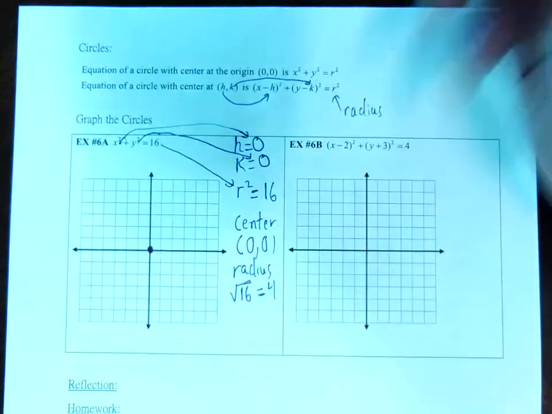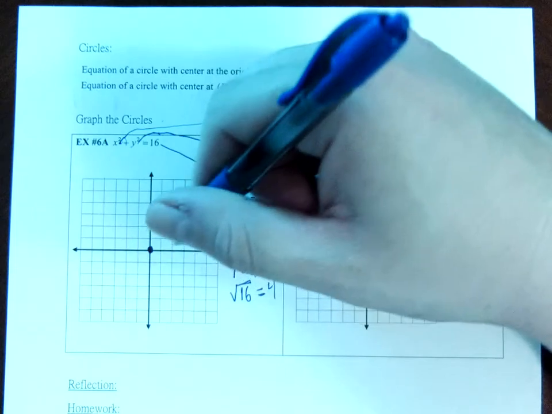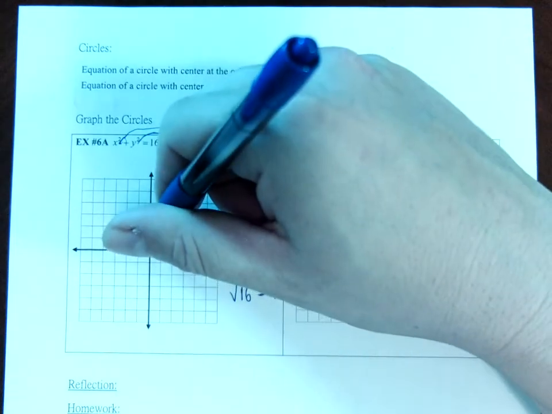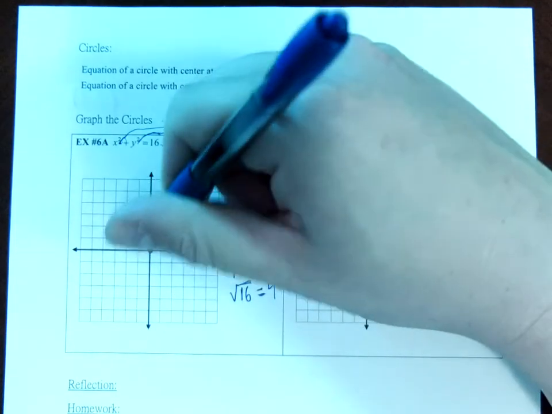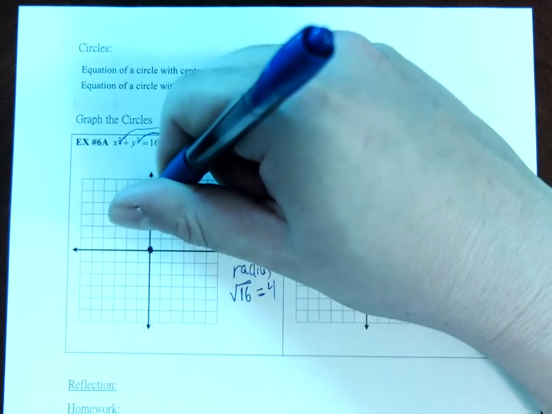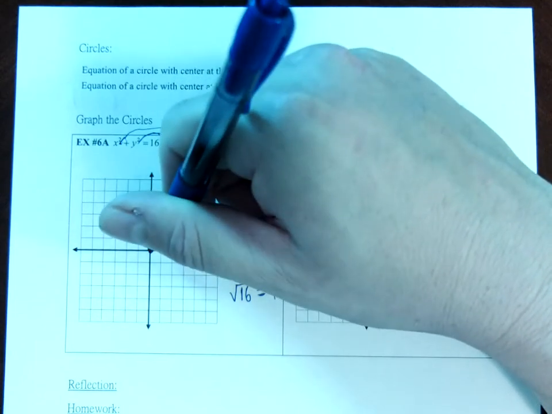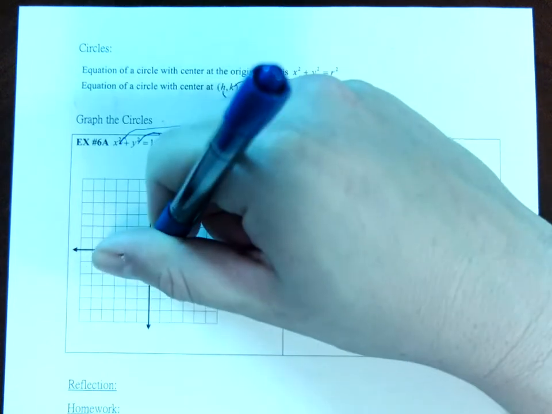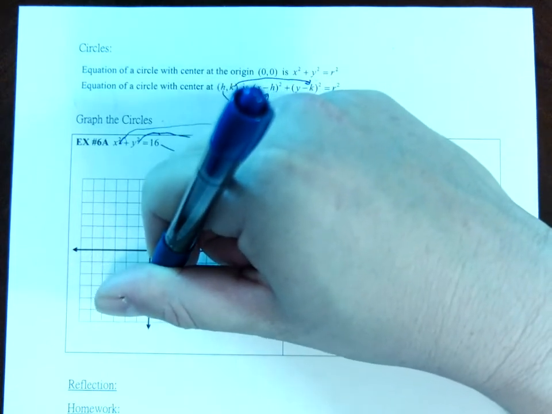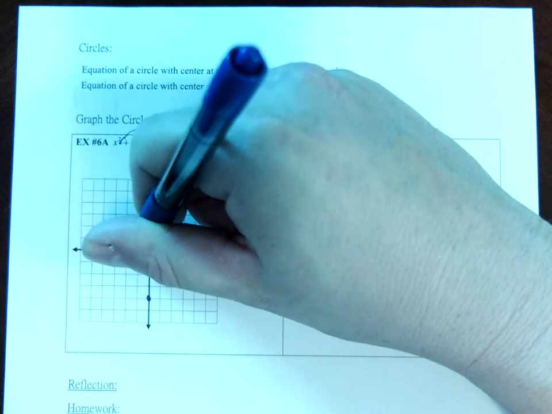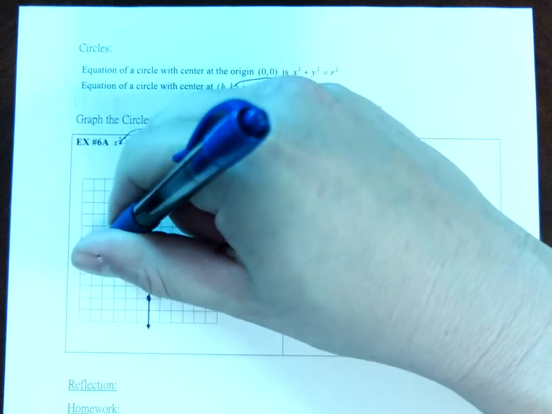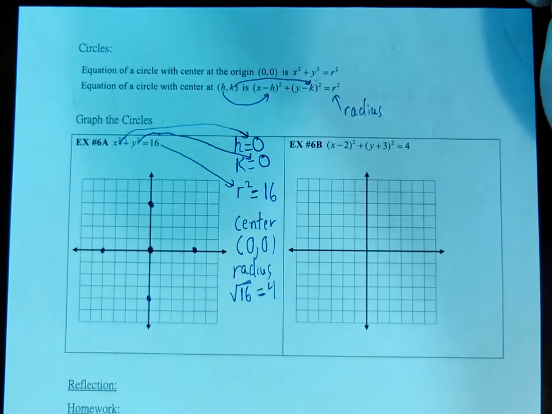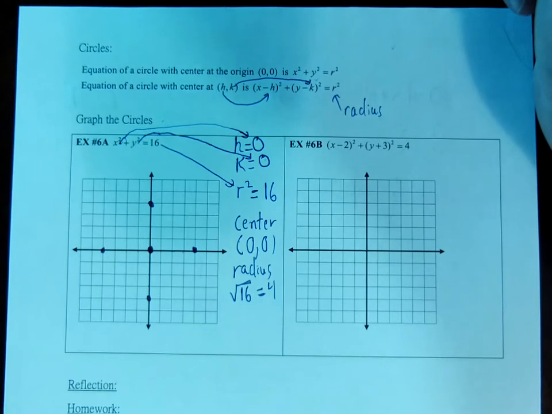Because distances aren't negative is what I meant to say. So that 4 represents going up 4. These points are now along the perimeter of my circle, or circumference, if you want to use the proper words. Circumference of a circle is the same as perimeter, but it's the proper word for the perimeter of a circle. And then those 4 points are going to make my circle.